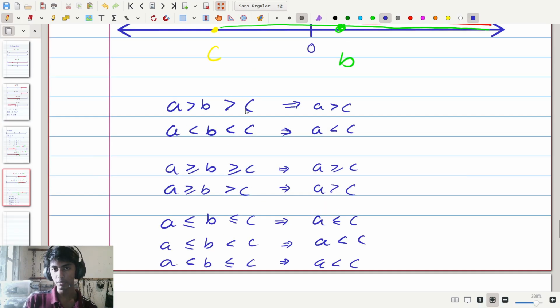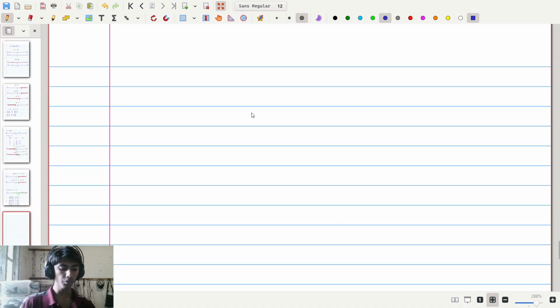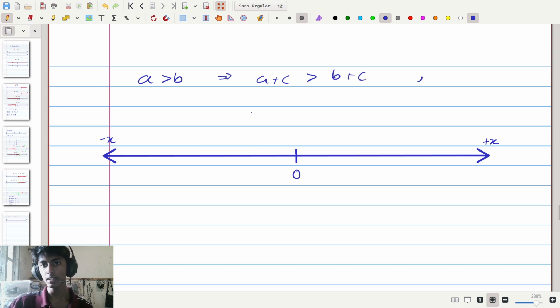If we have A greater than B and B greater than C, then we can imply that A is greater than C. Let's now move on to some other identities. The next one I would like to talk about is the identity that if we have A greater than B, this would imply that A plus C is greater than B plus C for any C element of the real numbers. It will also work for others, but for now we are only considering real numbers, so that's the case.